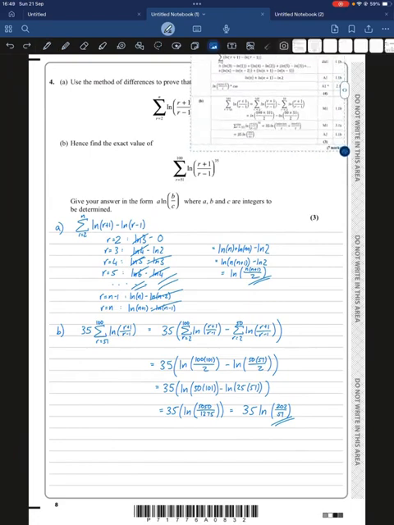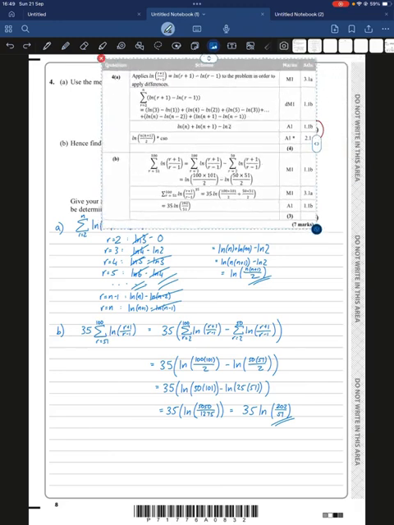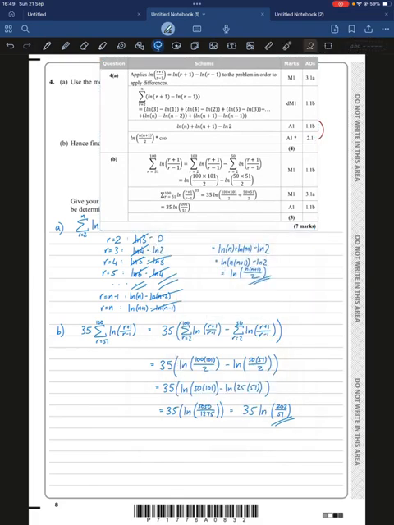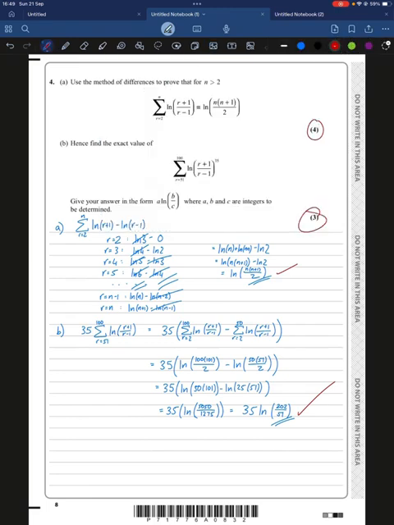Check the mark scheme. So the answer, well, this we know we proved anyway, so that's correct. 35 ln 202 over 51 we got here. So that is 7 marks for us.